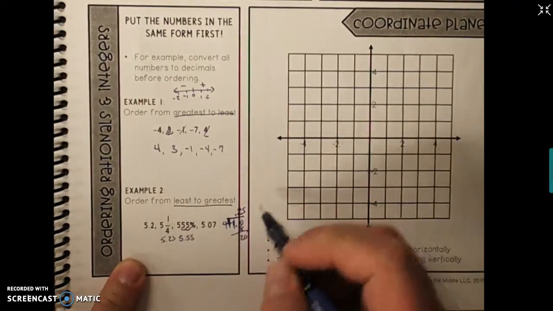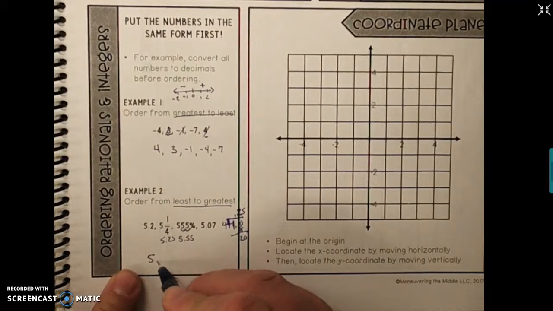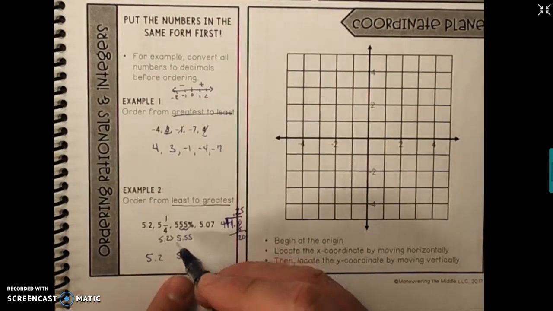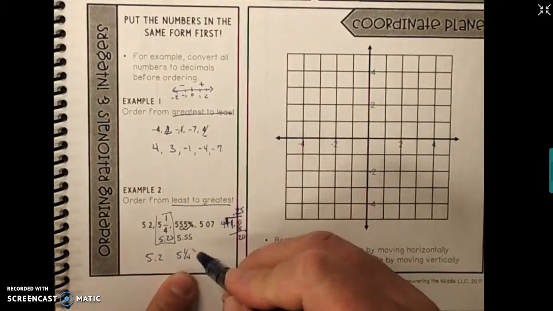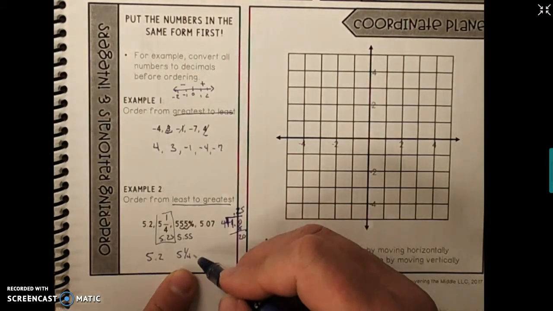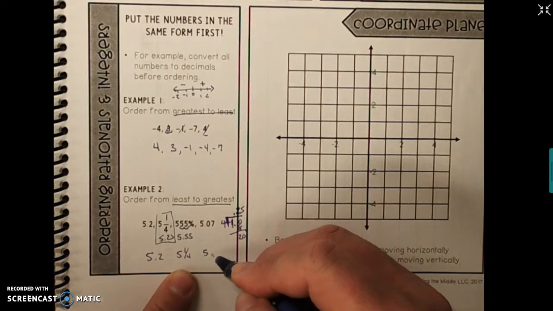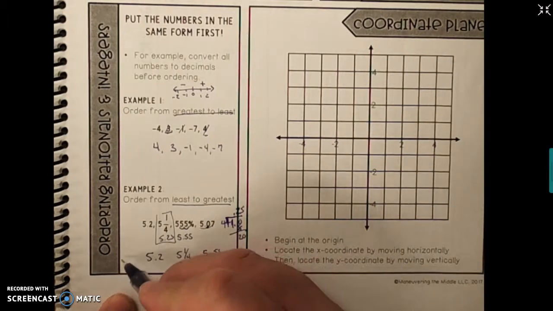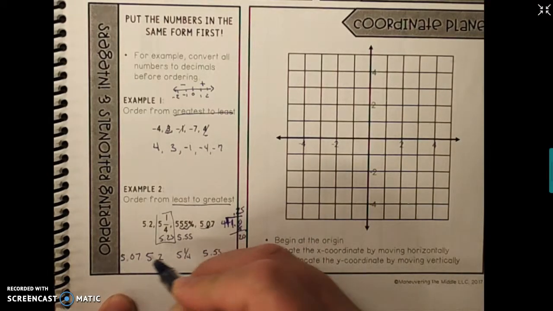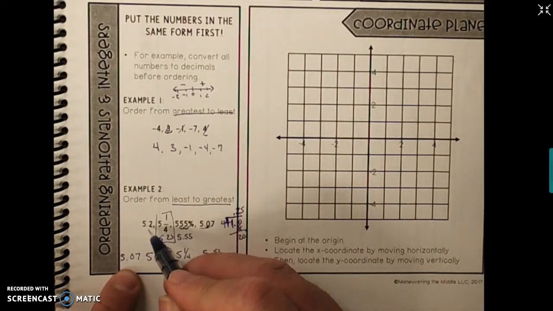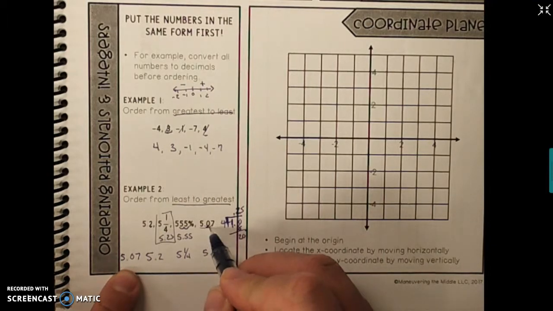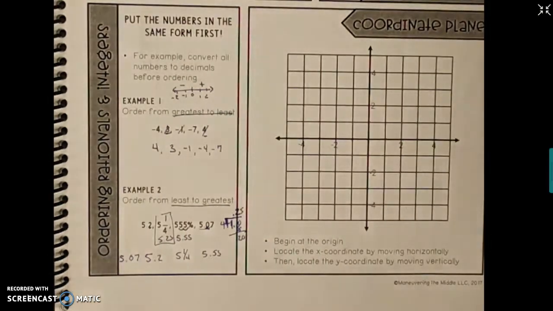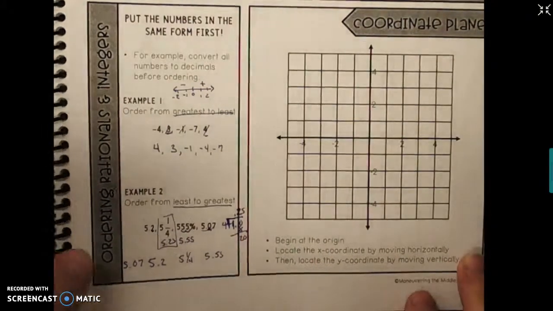So from least to greatest, 5 and 1/4 because 5.25, then 5.55. Oh no, and then this one is going to be my least because it's 0.7, so it's 5.07. And I compare my tenths place. 2 and 0. 0 is less than 2. So this is the order from least to greatest.